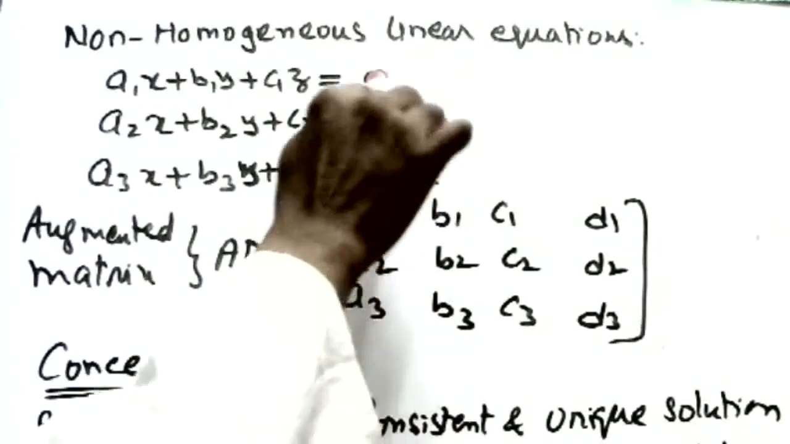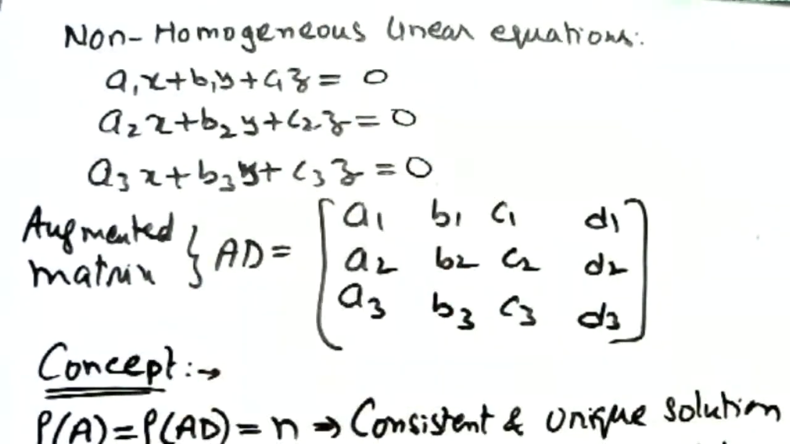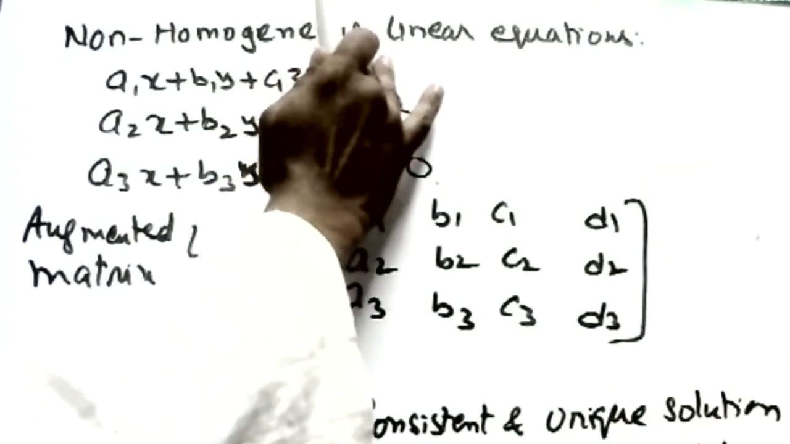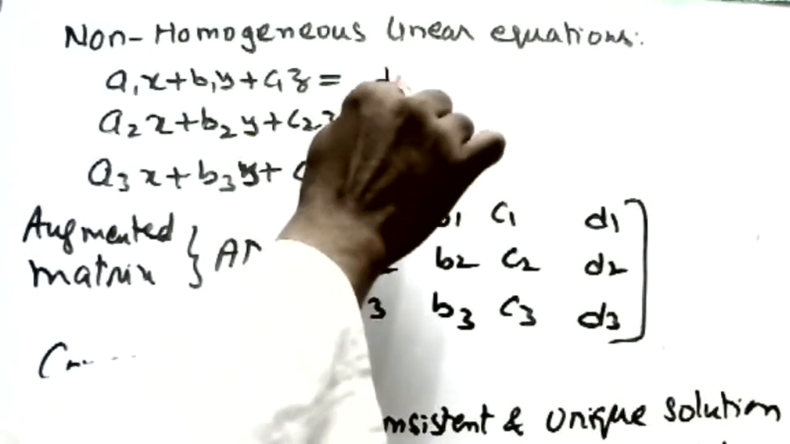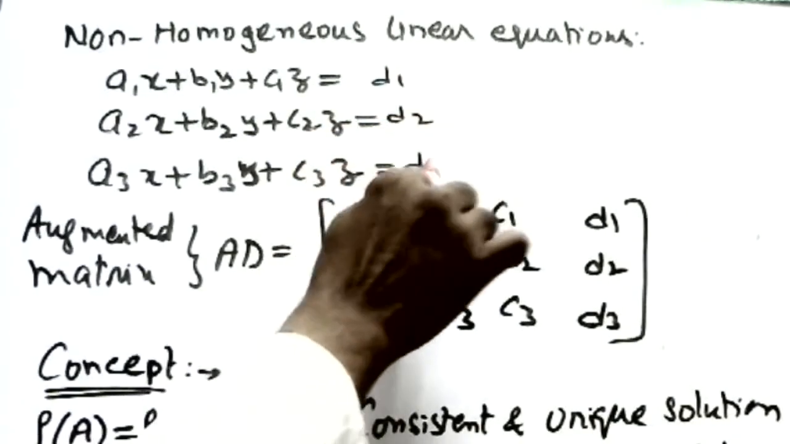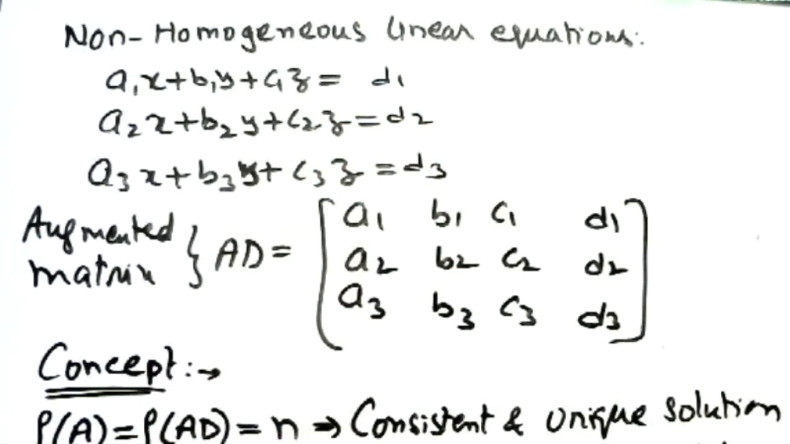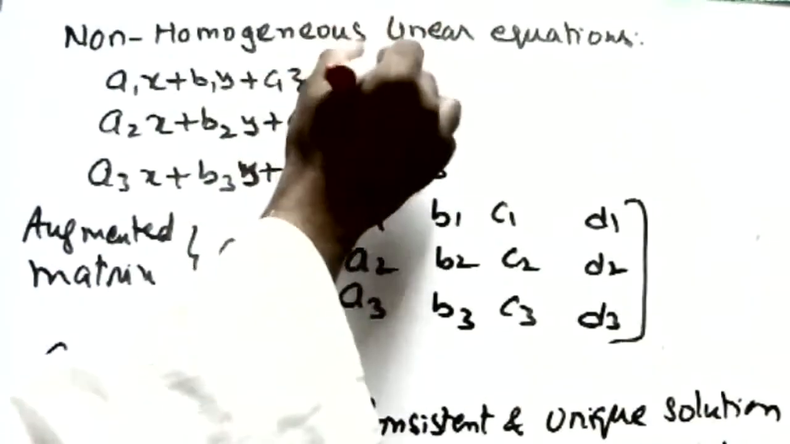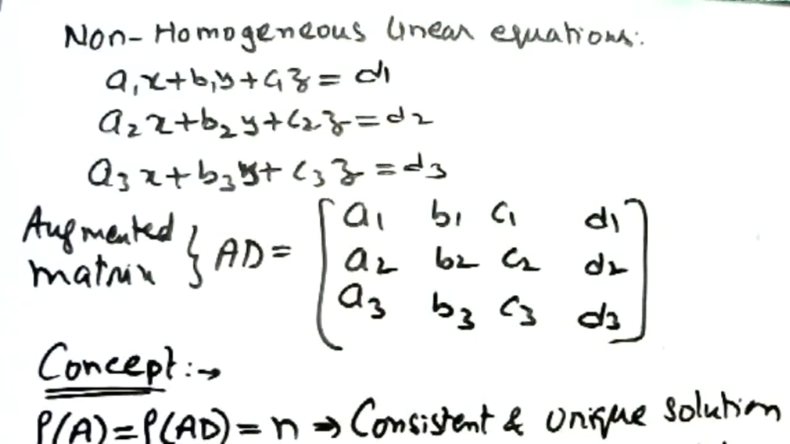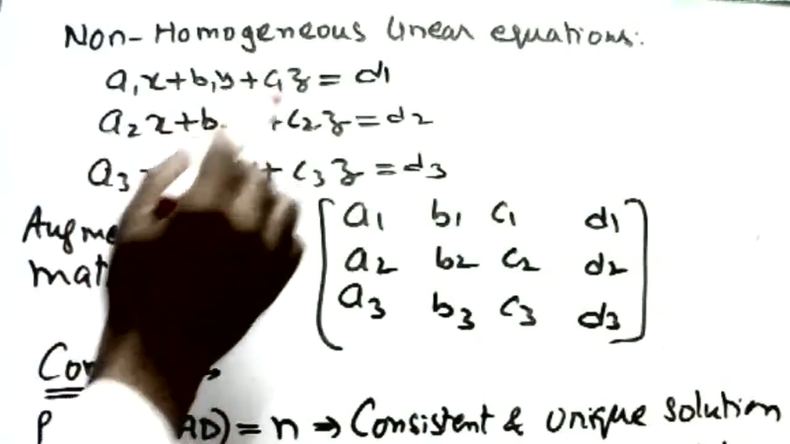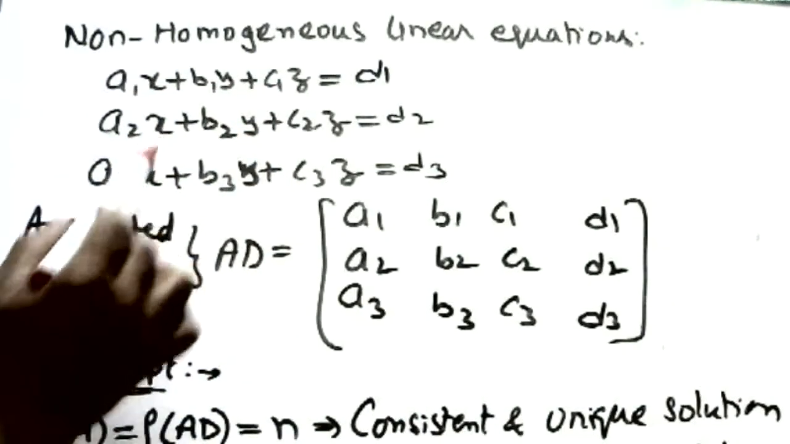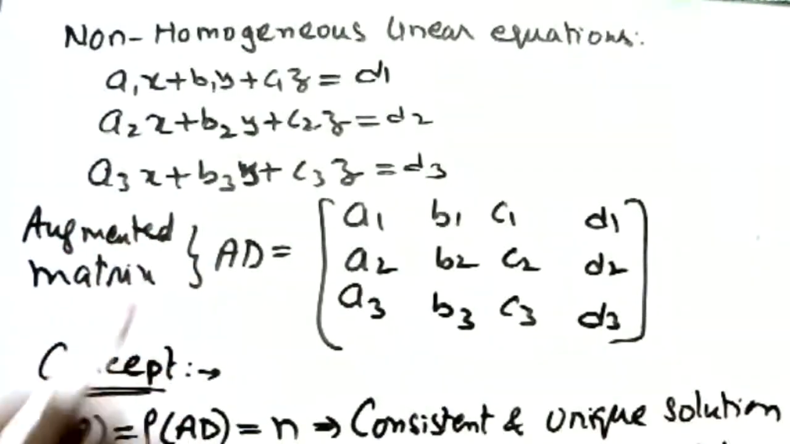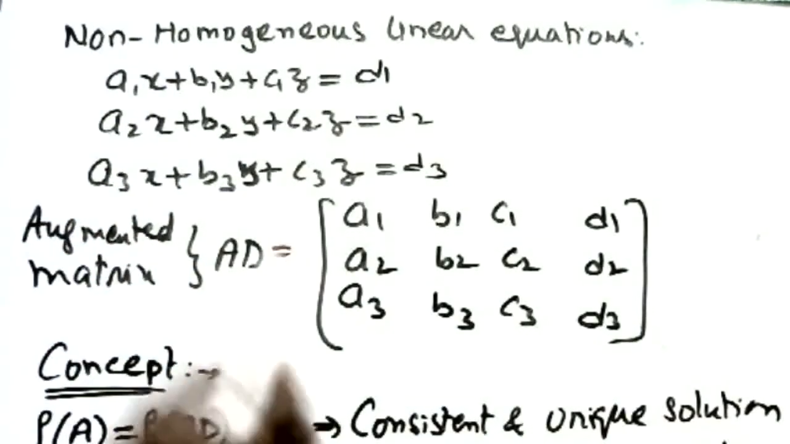You see here, if all these constants are zero, here also zero, here also zero, then we call this a homogeneous equation. If we have numbers other than zero, even one, suppose here we have some constants, then we call this non-homogeneous linear equations. Now to find the values of x, y and z, we have some procedures. We will see them later. First, understand what this augmented matrix is.